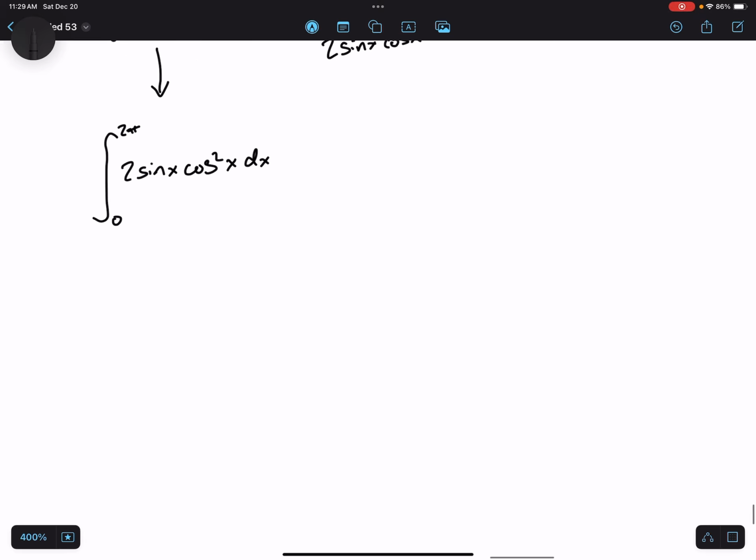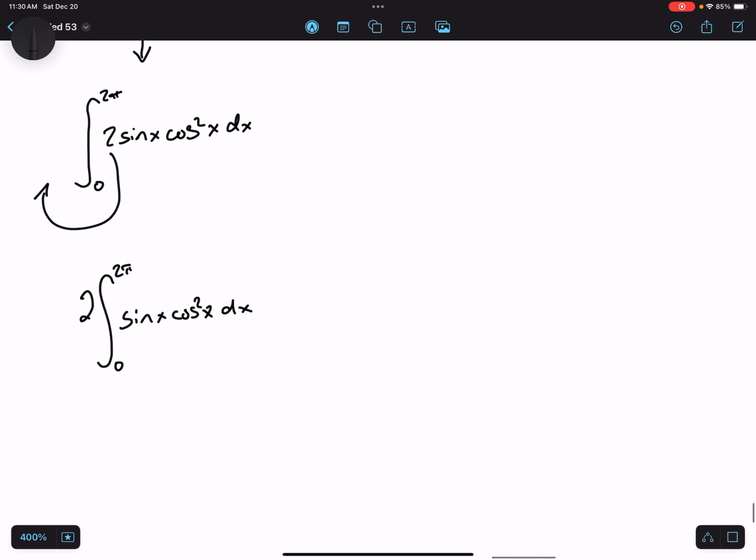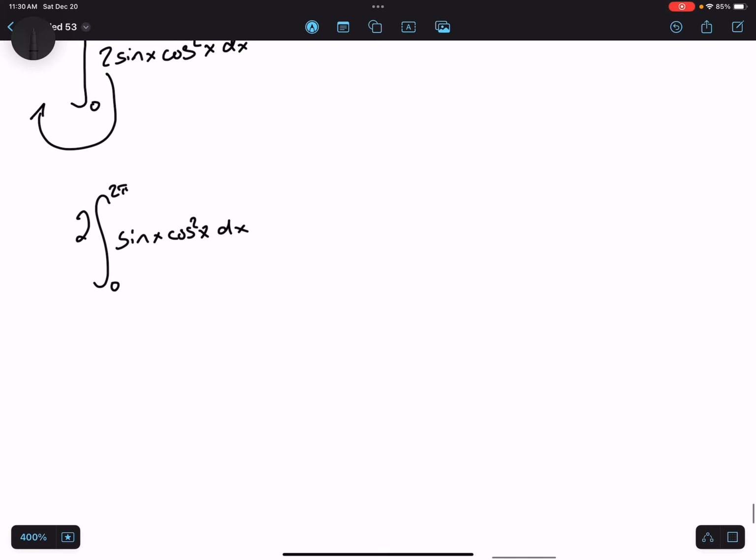Now, the next step would be to go ahead and kick this 2 out front. So we've got 2 times the integral from 0 to 2 pi of sine x cosine squared x dx. And now we can perform a fairly straightforward u sub. So we'll let u equal cosine x. The derivative of u in this case is negative sine x dx.